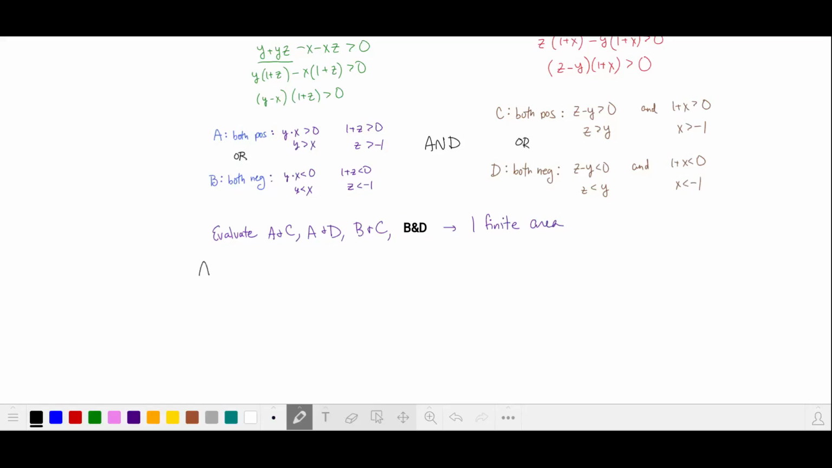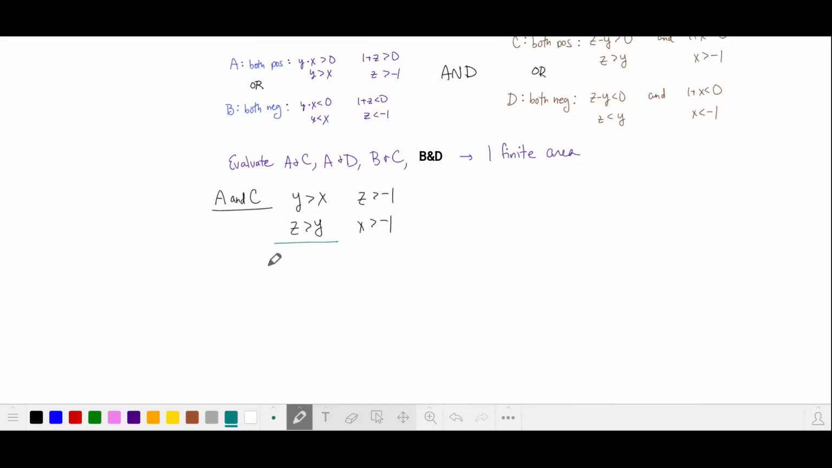First, let's evaluate A and C. So from A, we get y is greater than x, and z is greater than -1. And over here, we have z is greater than y, and x is greater than -1. Combining these two on the left, we have this chain inequality. Combining these two, x and z are both greater than -1, so we can add -1 to the left of this. This looks promising as having a finite solution. Let's evaluate the other three.